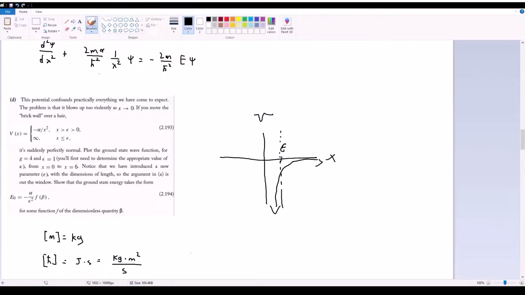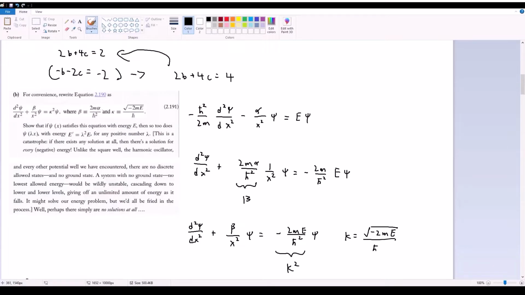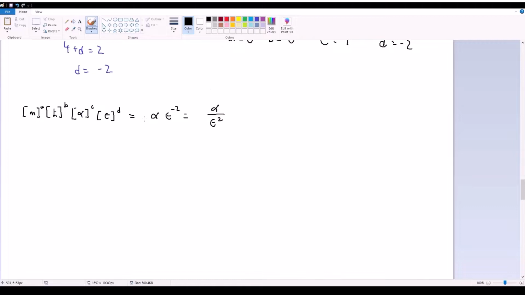The next thing we have to do is we have to incorporate negative f of beta. So immediately, first off, let's go back up and find out what beta is. Beta is 2m alpha over h bar squared. Let's write that down. Beta is equal to 2m alpha over h bar squared.